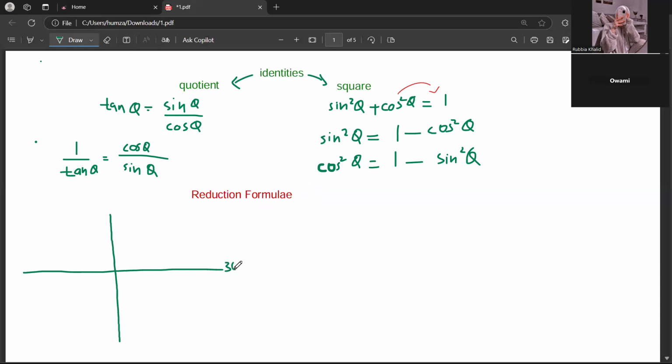So this is 360 degrees or 0 degrees here. Then we have 90 degrees. We have 180 degrees. We have 270 degrees. Now, this is quadrant number 1. This is your quadrant number 2.